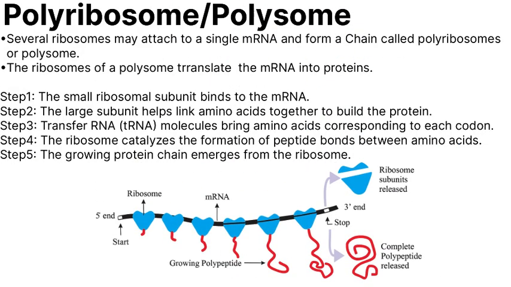Now, we have the term polyribosome, or polysome in short. Several ribosomes may attach to a single mRNA and form a chain called a polyribosome or polysome. These ribosomes of the polysome then translate the mRNA into proteins.